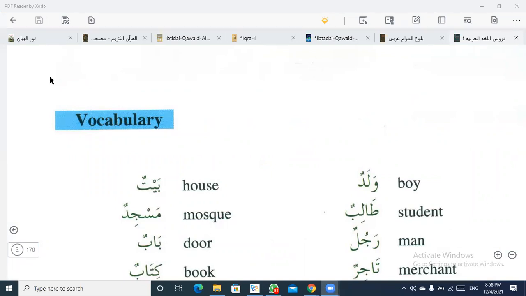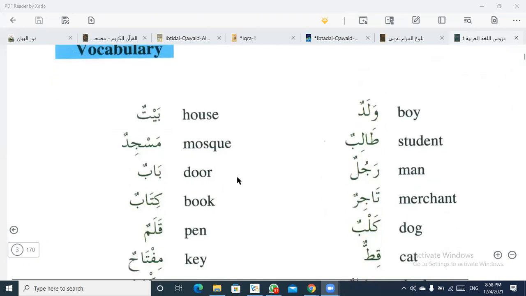Sister Eman, read this vocabulary. Sister Eman. Can you hear me? Okay, Sister Bhaiya, unmute your mic and read this vocabulary. Assalamu alaikum warahmatullahi. Wa alaikum assalam.